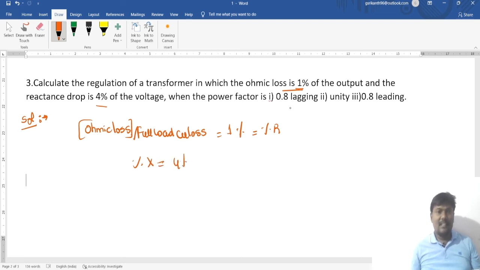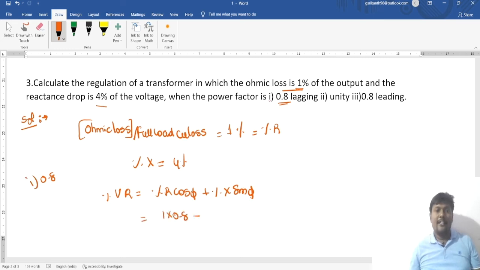Then you can calculate the voltage regulation for 0.8 lagging power factor. Percentage voltage regulation is equal to percentage R cos phi plus percentage X sin phi. Plus is for lagging power factor. So substitute here: 1 into 0.8 plus 4 into 0.6, that is 0.8 plus 2.4, which should be equal to 3.2 percentage.